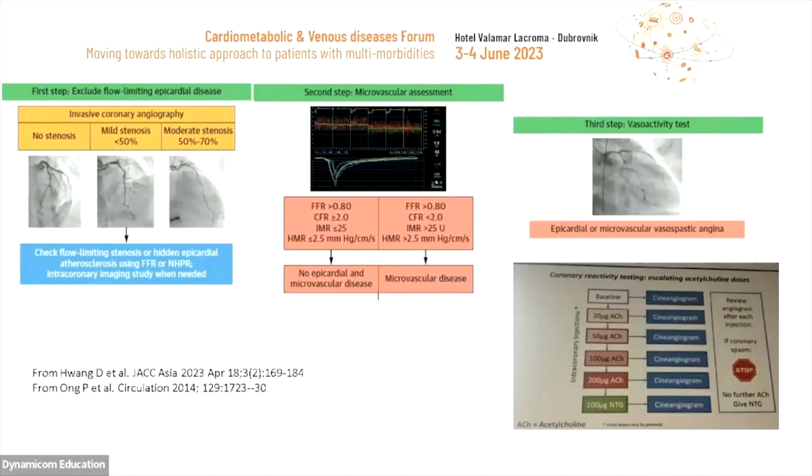What are the steps that are advised in a modern diagnostic algorithm? The first step is to exclude flow-limiting epicardial disease through traditional angiogram or even through non-invasive CCTA. The second step is to assess microvascular disease or not, and the third, through coronary flow reserve and IMR. But then there's the final step, that is acetylcholine testing for vasomotility at different levels and at different doses.